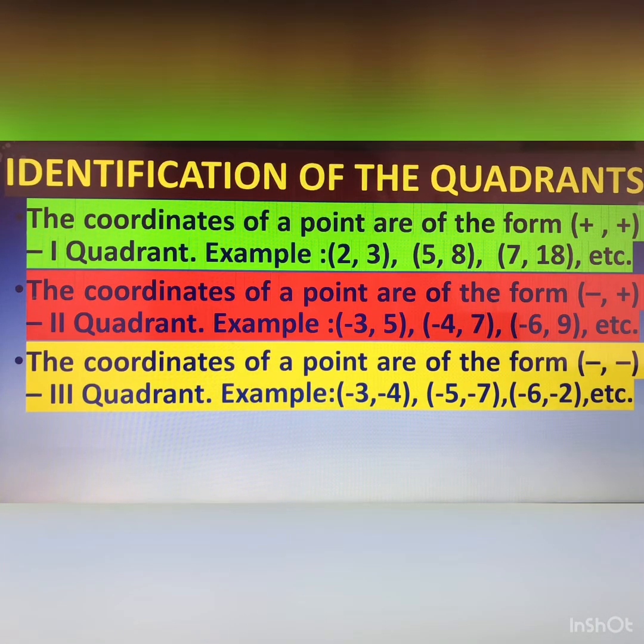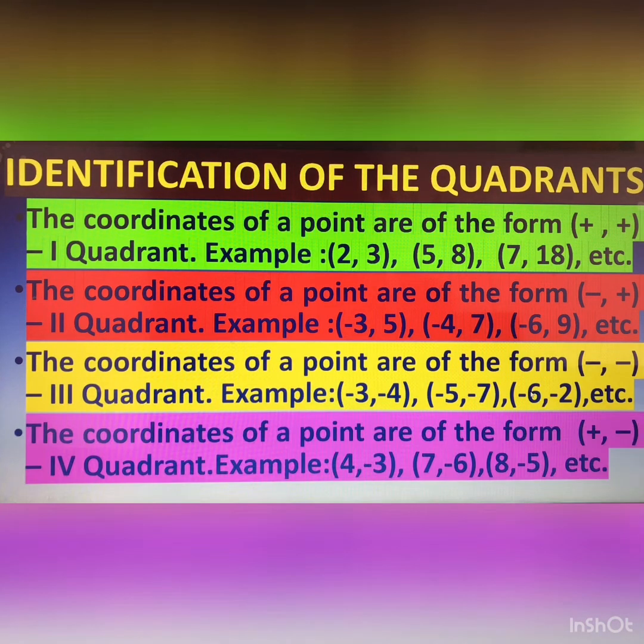If the coordinates of the point are of the form minus, minus, meaning both are negative, then the point lies in the third quadrant. For example, minus 3, minus 4. Both coordinates containing a negative sign means it lies in the third quadrant. Similarly, minus 5, minus 7 also lies in the third quadrant, and minus 6, minus 2 also lies in the third quadrant. Why? Because both coordinates of this point are negative.